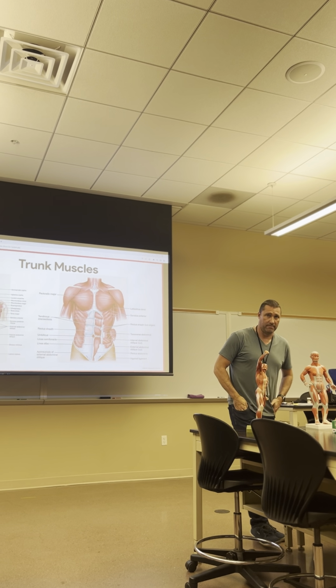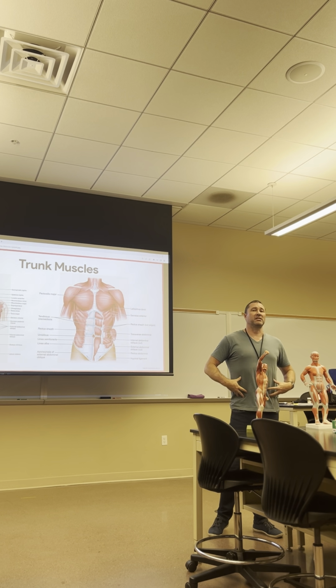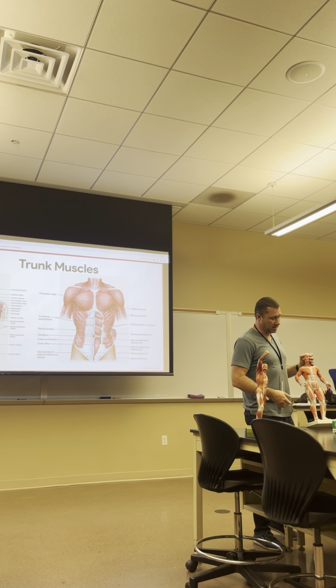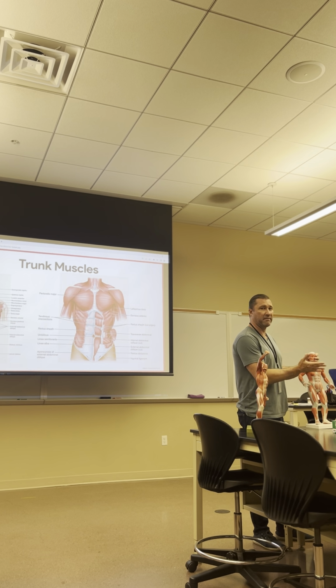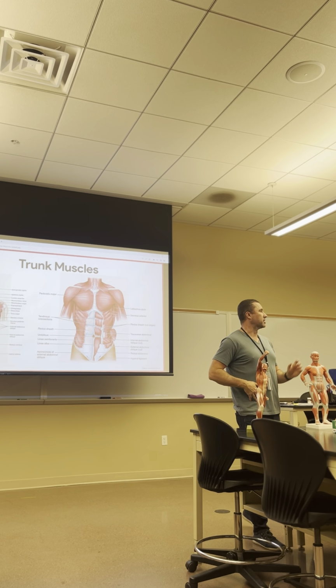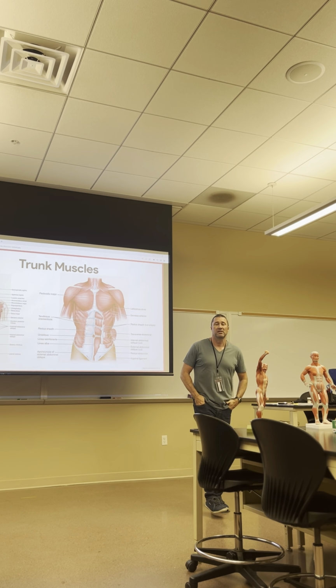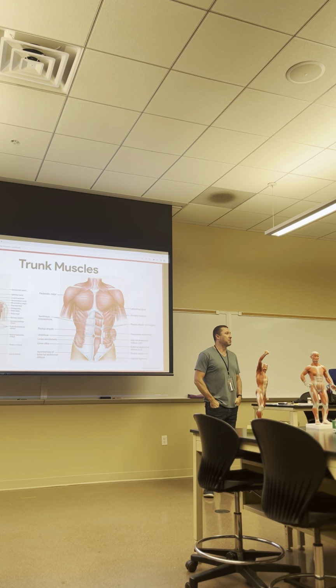L-I-N-E-A A-L-B-A, linea alba, okay? It subdivides the tissues of the rectus abdominis. Now, some of us have 4 subsections. Some of us have 6 subsections. Some of us have 8 subsections. Some of us have 10 subsections. Some of us have 12 subsections. Right, so it's going to be individually different to all of us.